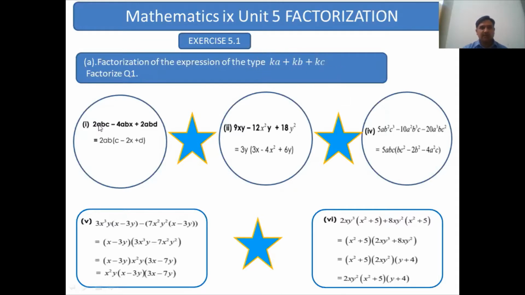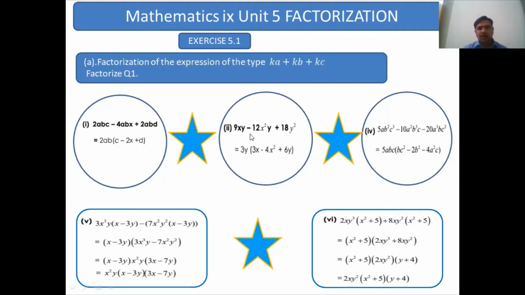So part 1, 2abc minus 4abx plus 2abd. We can see that here the common multiple is 2, so we can take 2 as a common. Here is abc, here is abx, and here is abd, so ab is common in these three terms. So we can take 2ab as a common, and we write within bracket: here is left c, here 2 twos are 4, and we are left with x. Here we are left with d.